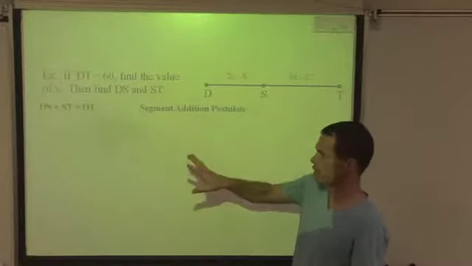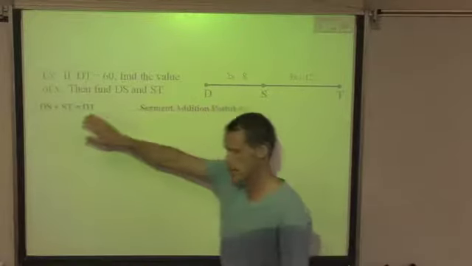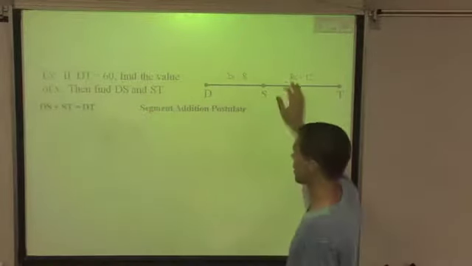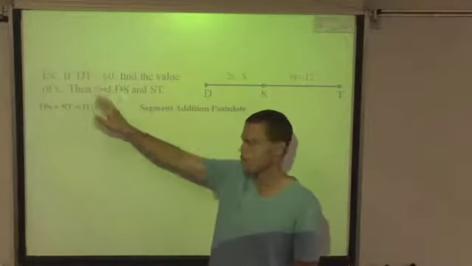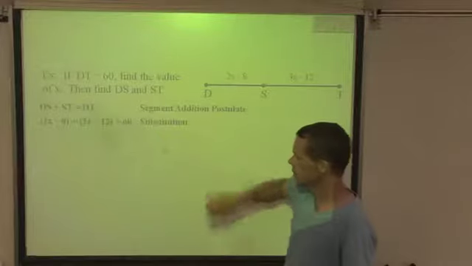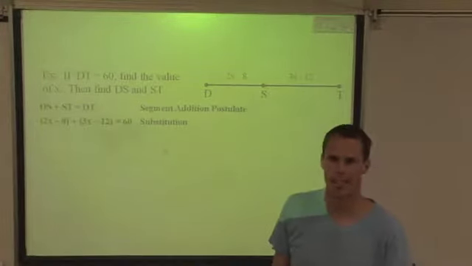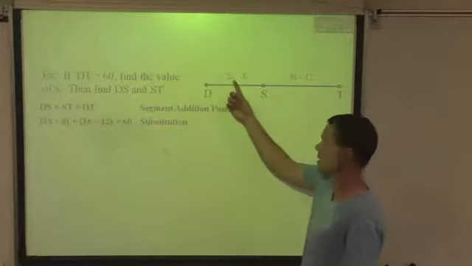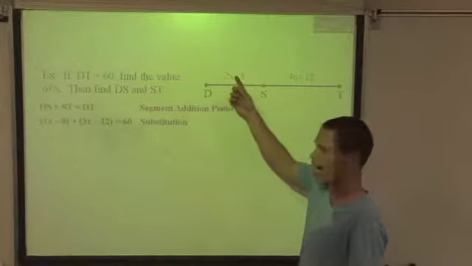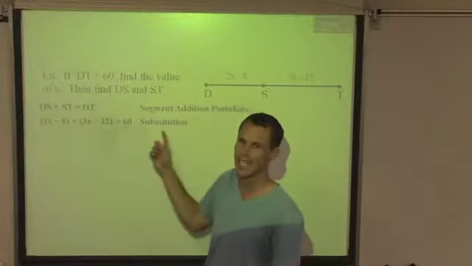Now, the next thing we're going to do is take DS and write 2x minus 8. We're going to take ST and write 3x minus 12. We're going to take DT and write 60. This is called substitution. Remember that if a equals b, we can replace them. So if DS equals 2x minus 8, I can replace wherever I see DS with 2x minus 8. That is substitution.